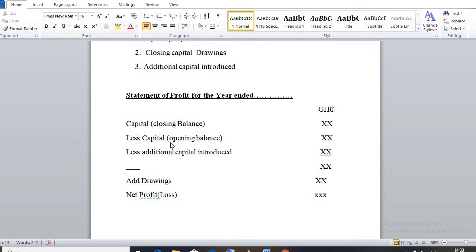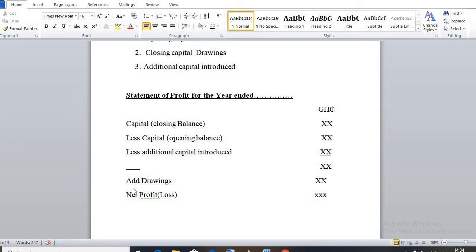Okay, so we less the opening capital from the closing capital. And additional capital we less it because we treat it to also be part of the initial capital introduced. Okay, so you have to also less it. Then you have to add your drawings. Drawings are the resources or the goods that the owner takes from the business for his personal use. And we are adding because had it not been for the drawing, the capital for the business would have been more than that at the end of the period.